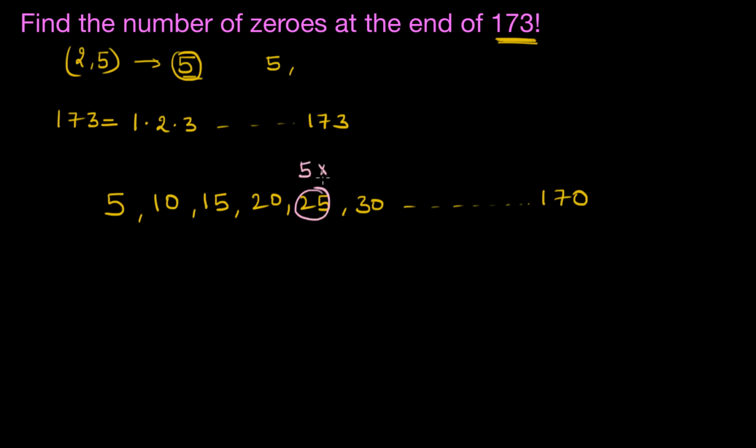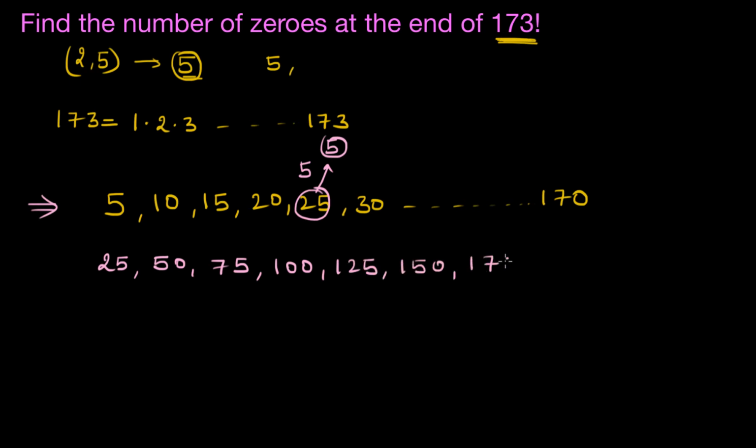one 5, they will give me 2 5s. So let's say that in this series here, we have counted 1 5, since it is a multiple of 5, and we just counted that. Now we are left with one more 5 that I'll get from this 25. So now let me write down the multiples of 25. First multiple of 25 will be 25 itself, and then 50, 75, 100, 125, 150, 175. But I won't take 175 because 175 is greater than 173.